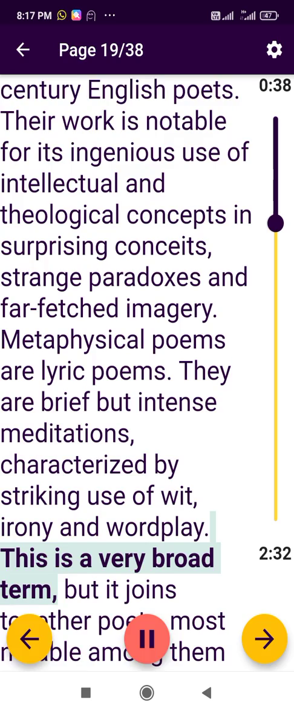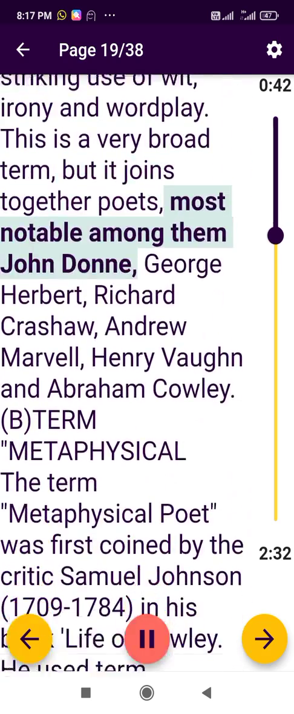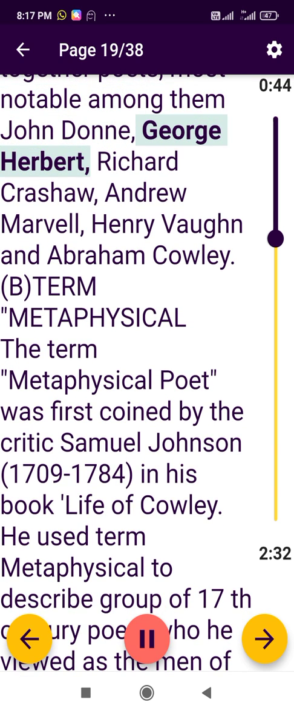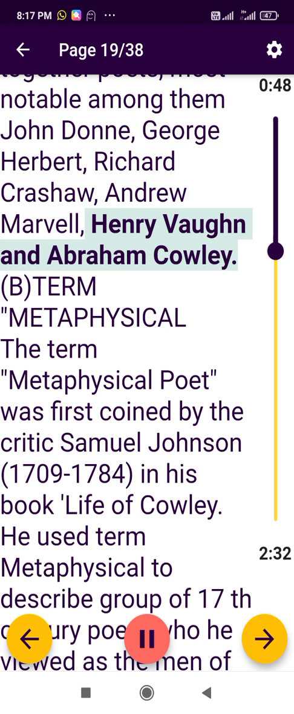They are brief, but intense meditations, characterized by striking use of wit, irony and wordplay. This is a very broad term, but it joins together poets, most notable among them John Donne, George Herbert, Richard Crashaw, Andrew Marvell, Henry Vaughan, and Abraham Cowley.